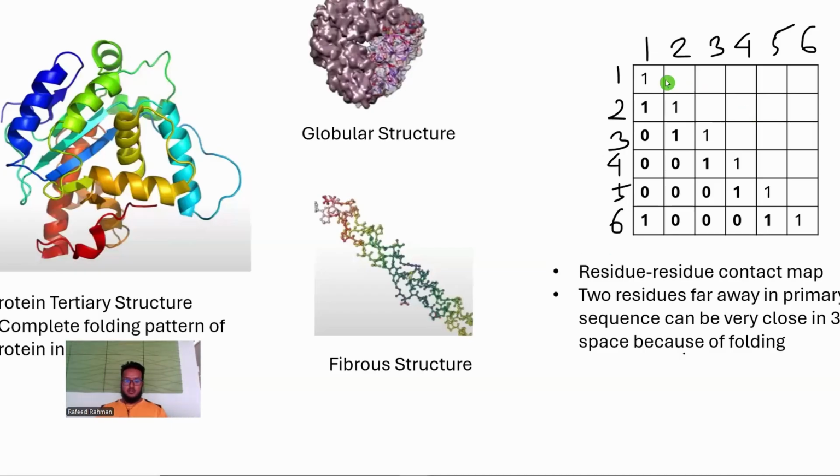It's a symmetric matrix because obviously this part will be the same as this part. That means the distance between 1 and 2 is the same as the distance between 2 and 1 right here. So if this is 1, this will also be 1. So we do not really put anything right here.